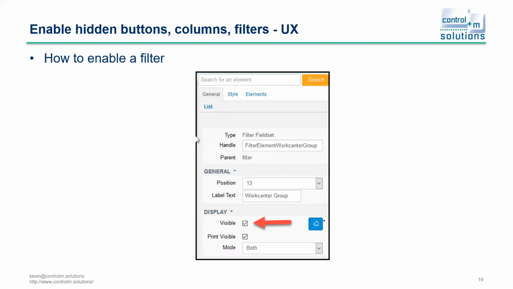So in this particular case, what we saw in Classic was a drop-down. In UX, to make something visible, there is a checkbox. So we set the visible property to true, or checked, and that filter would now show when you run that particular screen or report.